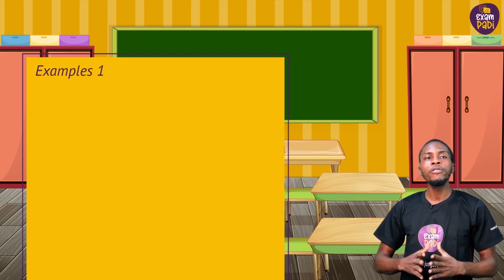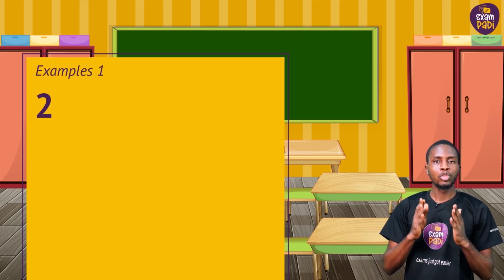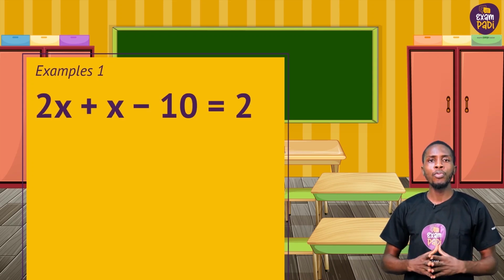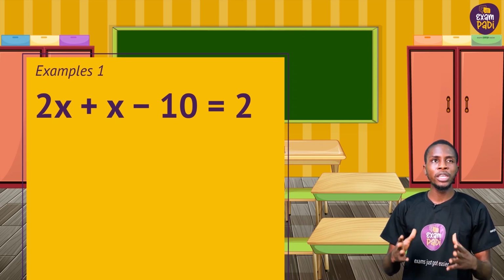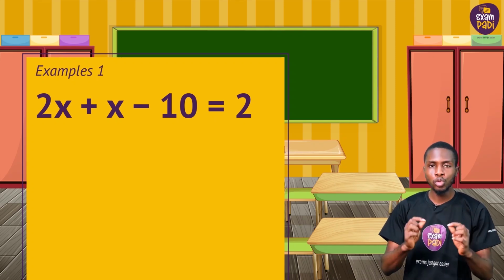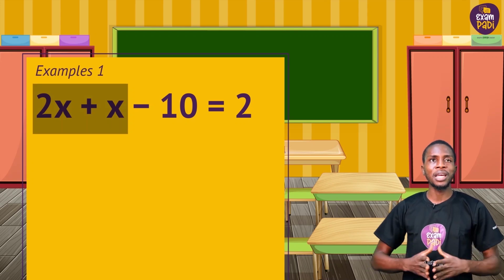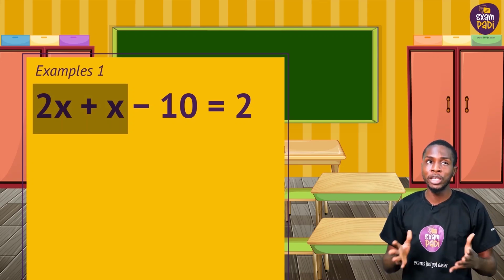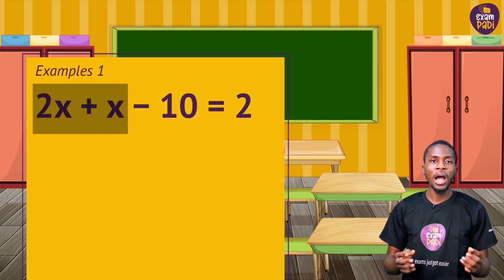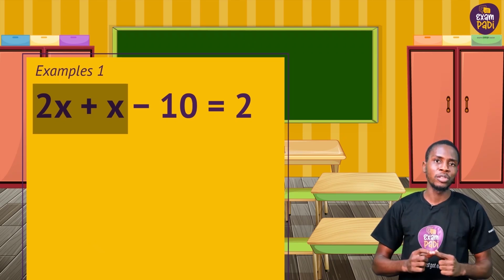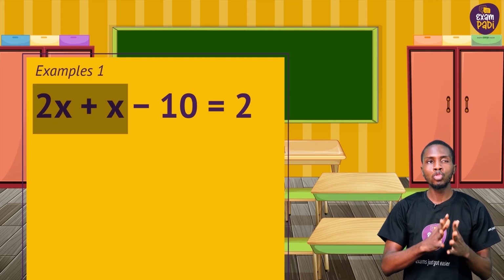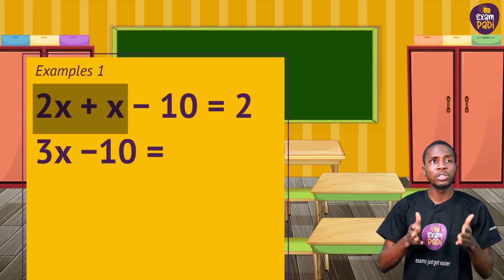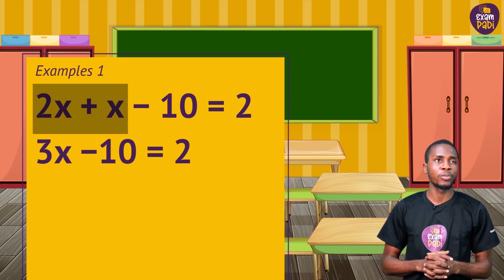1. Solve the following equation. 2x plus x minus 10 equals 2. Step 1. If either side of the equation can be simplified, do that first. On the left side, you can collect like terms, and then you add. Therefore, we have 2x plus x minus 10 equals 2. 2x plus x equals 3x, and that will give us 3x minus 10 equals 2.